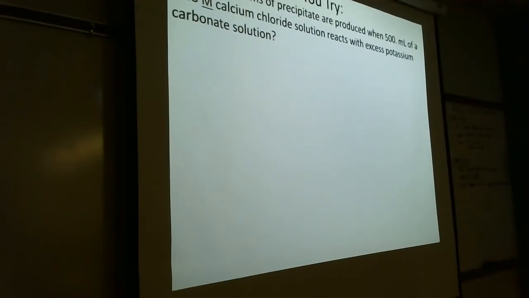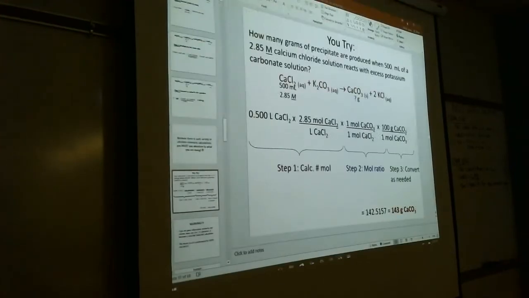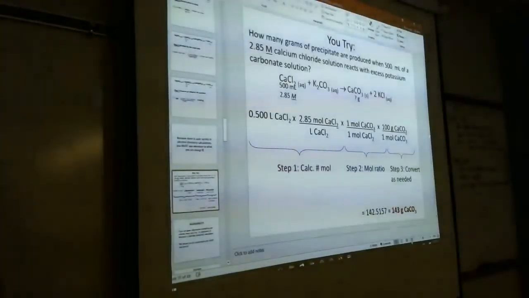So we've got enough time to do this one. How many grams of precipitate are produced when 500 milliliters of a 2.85 molar calcium chloride solution reacts with excess potassium carbonate solution? This will be the last one for today. Let's go over this last problem before we're done.